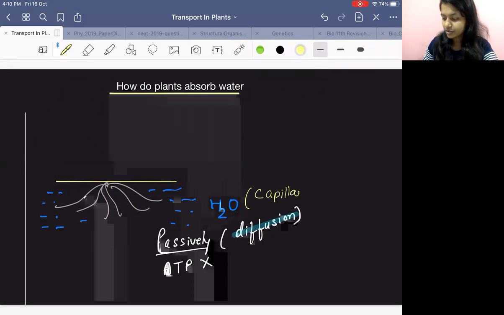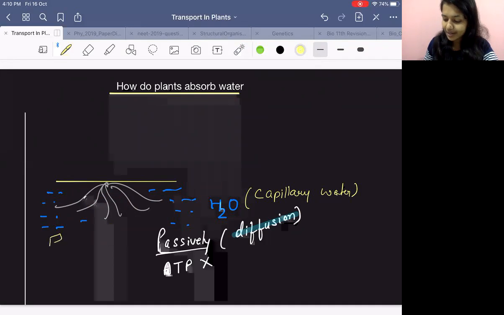Capillary water. It is called capillary water. There are several kinds of water. All other water will not be taking part in getting absorbed by the root. Capillary water. What do you mean by capillary water?